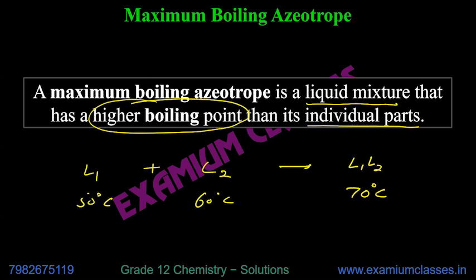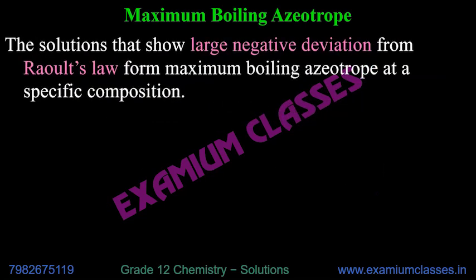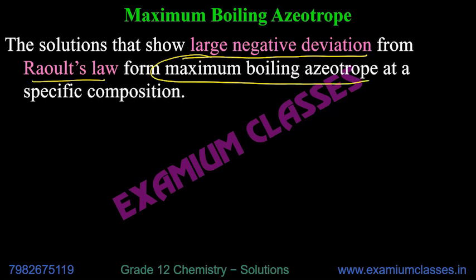Say. These type of mixtures will be called maximum boiling azeotropes. So the solutions that show large negative deviation from Raoult's law form maximum boiling azeotropes. Opposite of minimum boiling azeotrope. Large positive deviation, minimum boiling azeotrope. Large negative deviation, maximum boiling azeotrope.